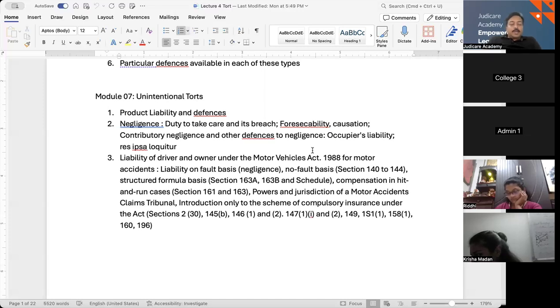Now, no fault liability, which is section 140 to 144. In no fault liability, basically the framework ensures that compensation can be claimed regardless of fault or negligence, streamlining the claims process to support accident victims. For example, a pedestrian is struck by a speeding motorist who flees the scene. Under the no fault provision, the victim can claim compensation without needing to establish fault from the motorist.